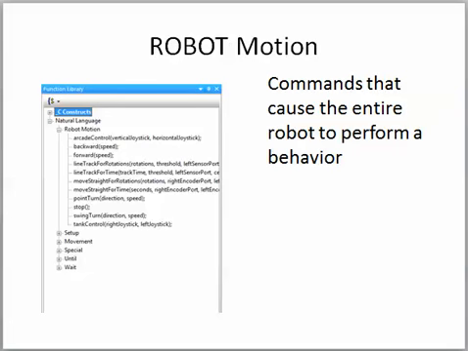Robot motion. These are commands that cause the entire robot to perform a behavior. And what I want you to see is it's underneath natural language. Robot motion you'll have to open up, and then we've got all these different types of movements here for robot motion.